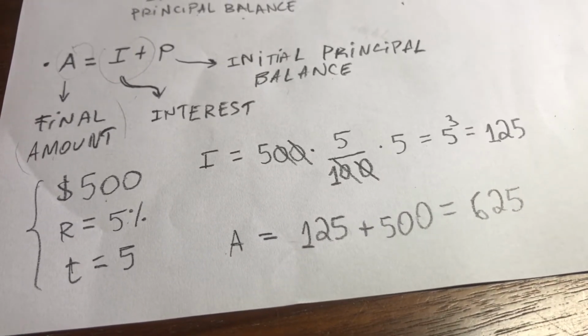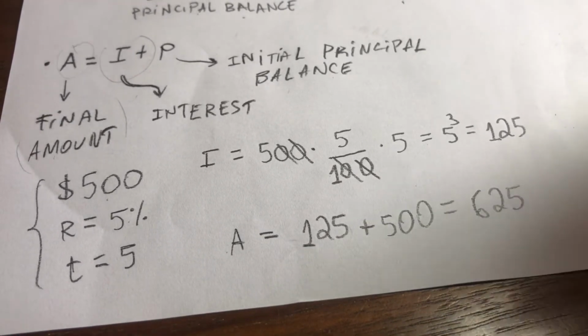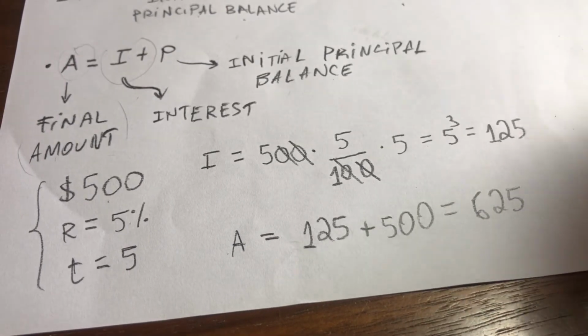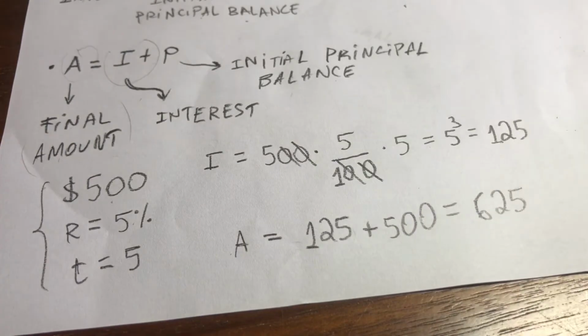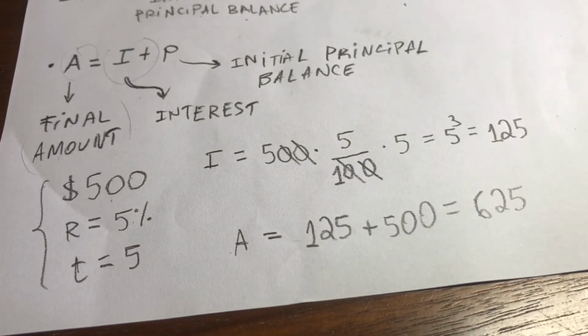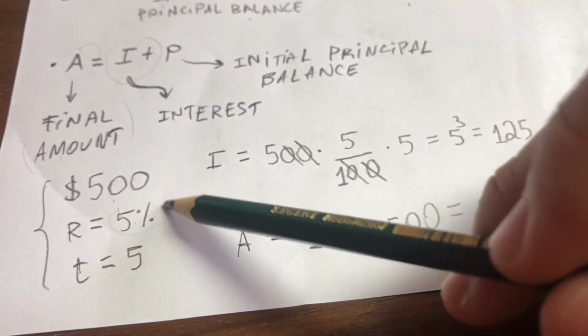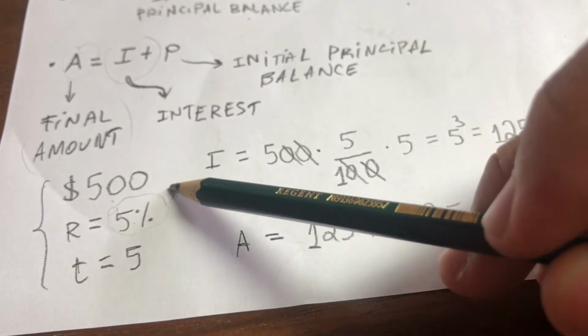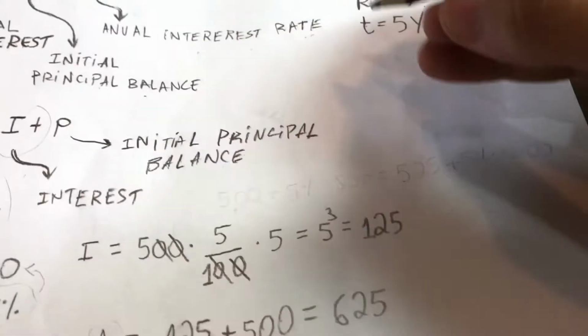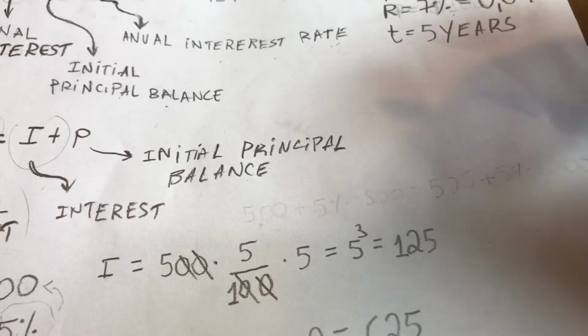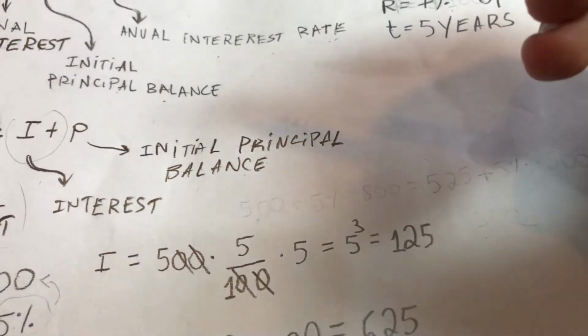This is basically what simple interest is. You have a constant annual rate above the same price. For example, this rate of 5% is always above $500. But notice something. This is simple interest.